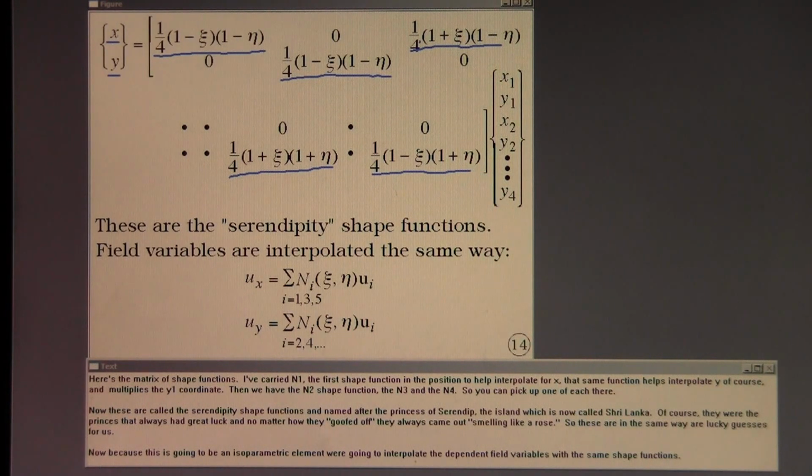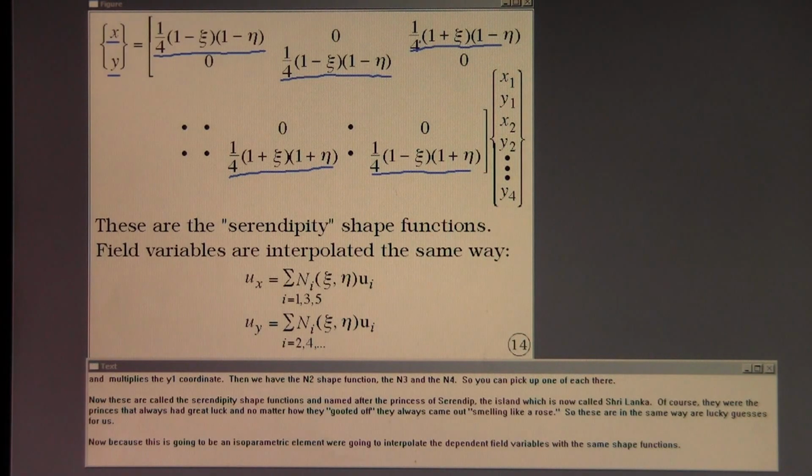Now these are called the serendipity shape functions, named after the princes of Serendip, the island which is now called Sri Lanka. And of course they were the princes that always had great luck, and no matter how they goofed off, they always came out smelling like a rose. So these are, in the same way, lucky guesses for us. Now, because this is going to be an isoparametric element, we're going to interpolate the dependent field variables with the same shape functions.